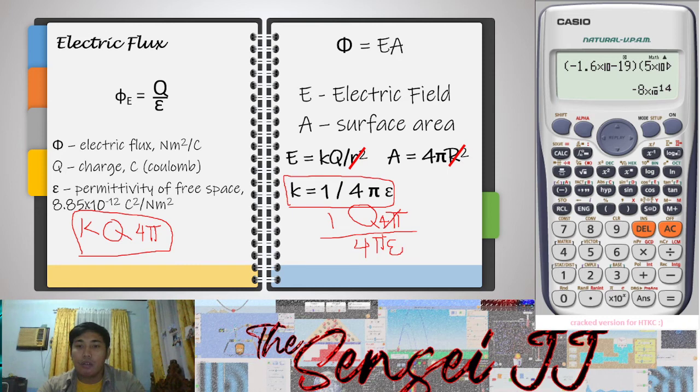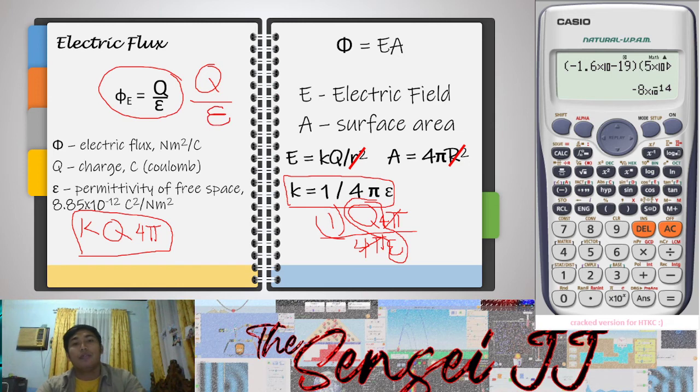So we can cancel out our 4 pi, and yung 1 naman natin, hindi naman mahalaga yan. Any number multiplied to 1 will always be 1. Okay, so since na-cancel na natin yung ating 4 pi, what will remain is our q and our permittivity of free space. That's why our formula of our phi e is equivalent to q all over permittivity. Okay, so that's how it is. That's how our formula of our electric flux has been formed.